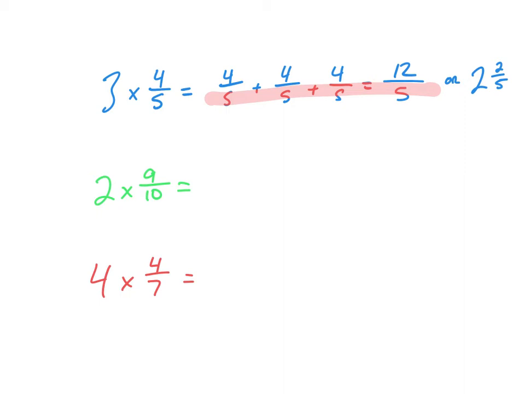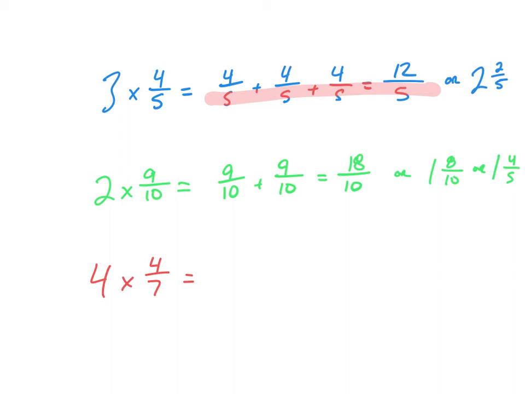2 times 9/10 means I got 9/10 plus another 9/10. We're working in tenths, so I know my answer is going to be in tenths. 9 plus 9 is 18, or 1 and 8/10, which is the same as 1 4/5. That wins for best answer. A simplified fraction is a happy fraction.